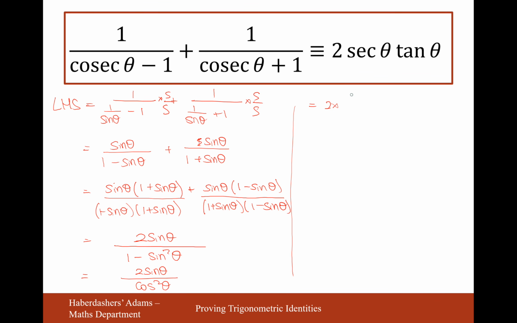so we'll turn that into 2 times 1 over cos theta times sine over cos theta. How did I know to split it up like this? Well, it's because that's effectively just what this is. I'm always trying to get towards this as much as possible. So therefore it's equal to 2 sec theta tan theta. And there we are, that's the final answer. And that's how we do this question, left hand side equals right hand side. Okay then, let's move on to the next question.